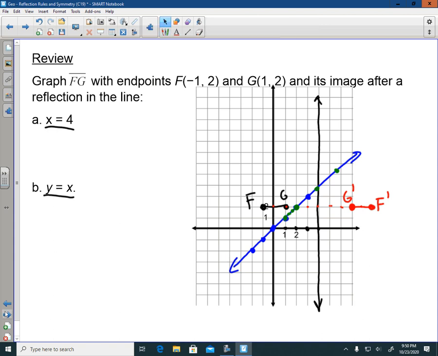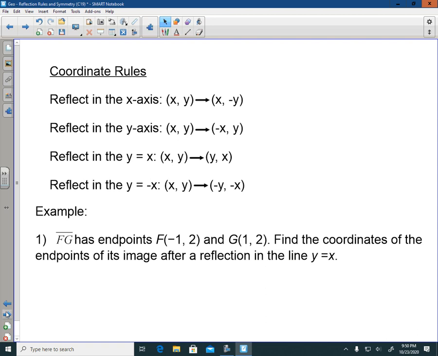So we need to have something better. And it turns out we do. And that's what we're talking about today. Coordinate rules. Now, coordinate rules are like all other rules for transformations. They have this x, y, and then an arrow, but then notice the difference. They don't have any numbers in them, and that's because they're telling you what to do with the points.